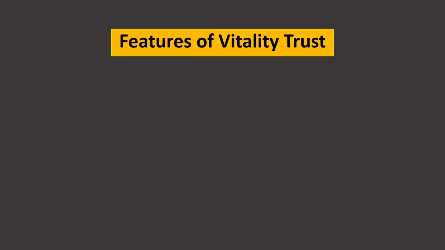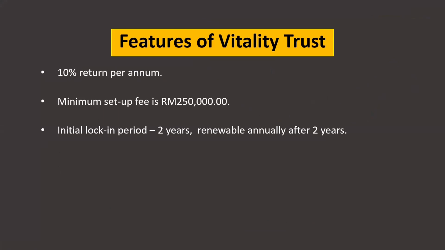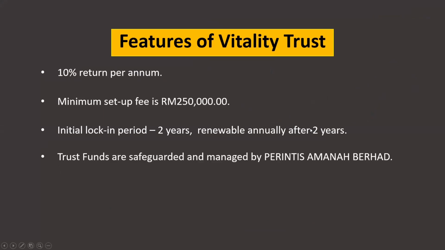Yeah. Now, let's go back to the features of Vitality Trust, which is the main topic. I've veered out a bit. So right now the main topic is coming back to Vitality Trust 2.0. What you should take away with you, remember, is 10% per annum. Okay. Minimum setup fee is 250,000. Lock-in period is 2 years, and thereafter renewable annually. Yeah. Trust fund is safeguarded and managed by Perintis Amanah Berhad.